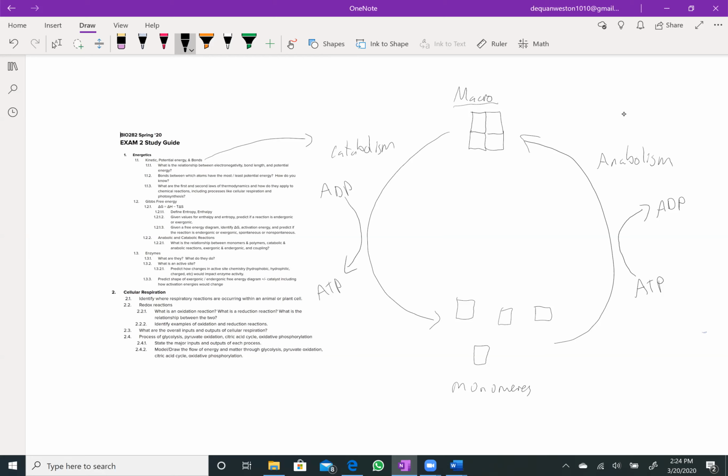And then for anabolism, why do we go from ATP to ADP? It's because we're forming bonds. So here, there are no bonds between any of these. In order to form a bond, you need to put in energy. It's endothermic, so it requires energy input.